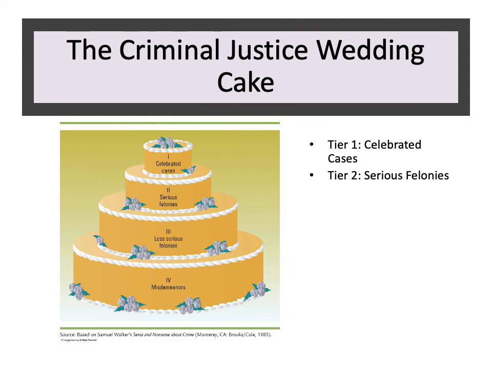Felonies such as homicide, manslaughter, aggravated assault, aggravated sexual assault. Those are tier two. Less of those cases happen, so notice the size of the tier. Tier one, not a lot of cases. Tier two, not a lot of cases, but higher up on the wedding cake.